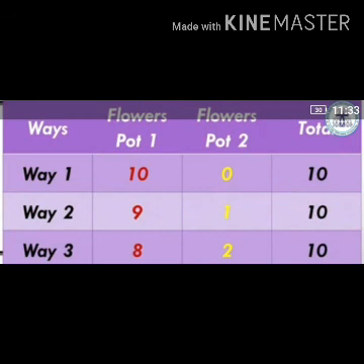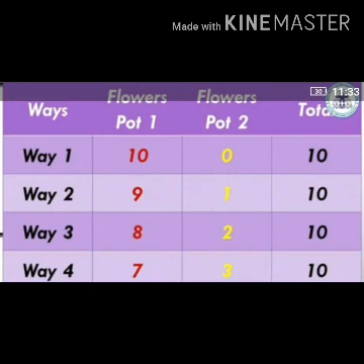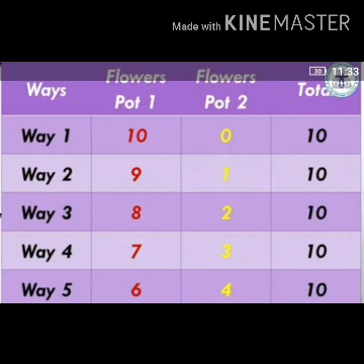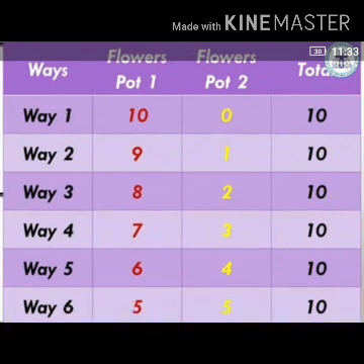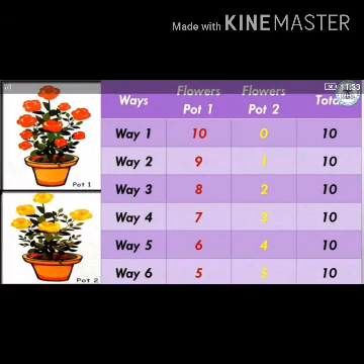Okay? Similarly, way 4. We can choose 7 flowers from part 1 and 3 flowers from part 2. Way 5. 6 flowers from part 1 and 4 flowers from part 2. Next, way 6. 5 flowers from part 1 and 5 flowers from part 2. Totally, we have 6 possible ways of choosing 10 flowers from 2 pots.